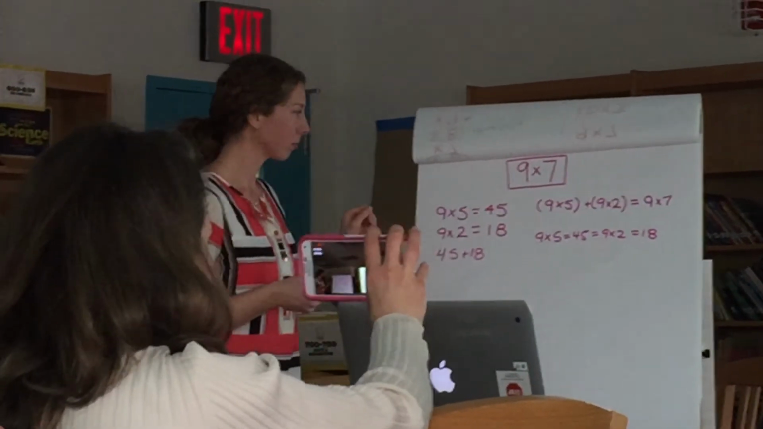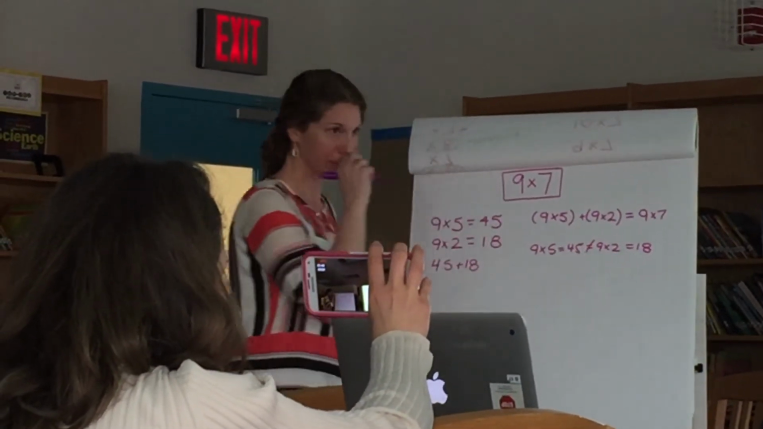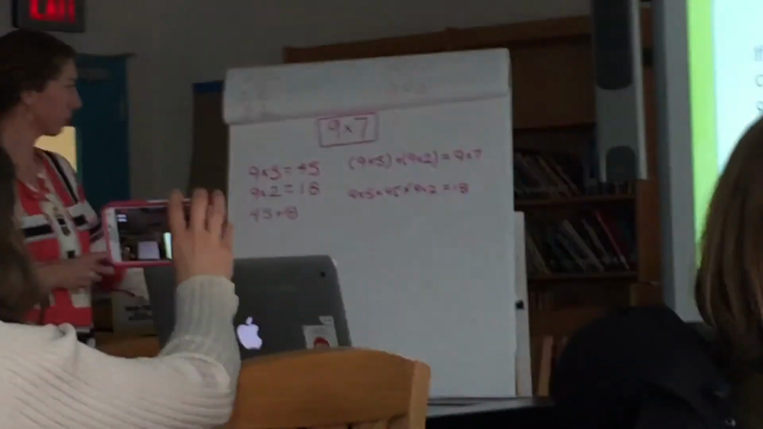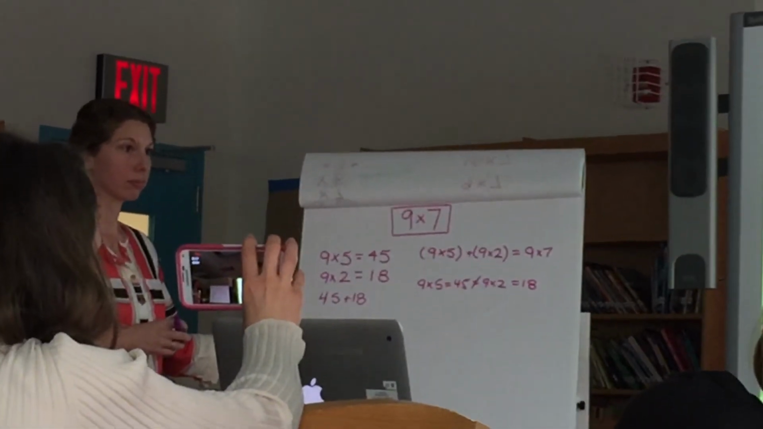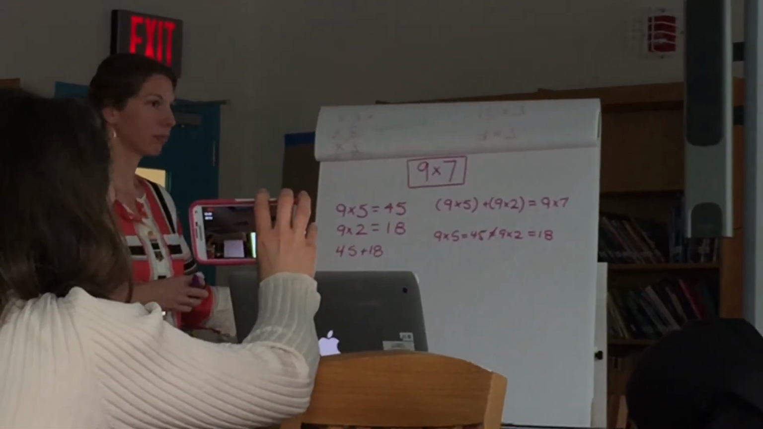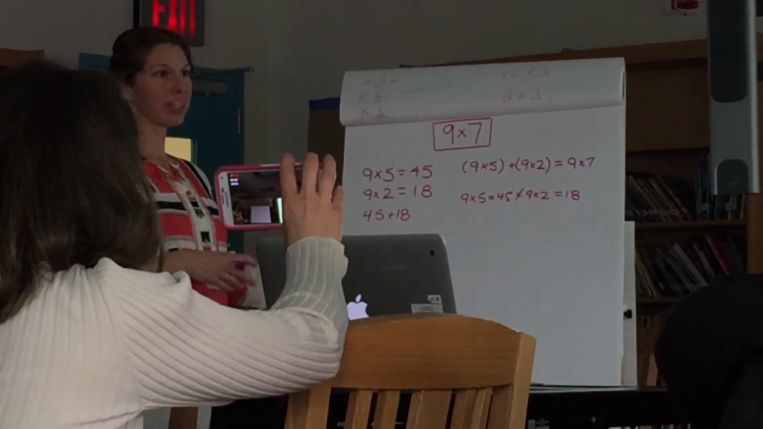This may be sort of a stupid question, but if they were to go about it that way, when they're adding 45 and 18, do they know how to add double-digit numbers like that? They should by the end of second grade. Okay. And they stack them? Is that how they do it? That's a whole other workshop.